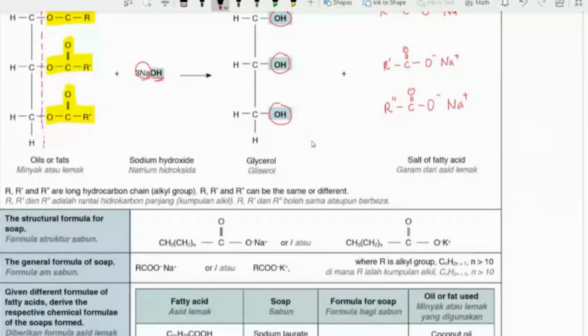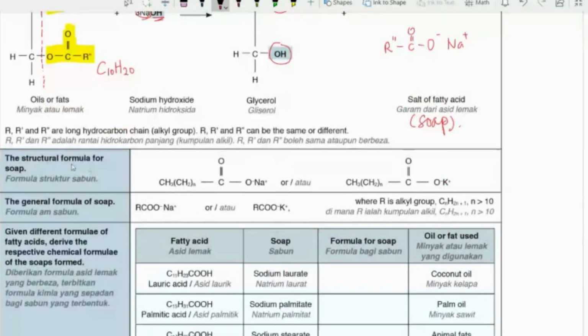Now, this R prime, R double prime are long chains of the hydrocarbon chain, the alkyl group. That can be the same or can be different, depending on what the original one is. So meaning that maybe C10H20, for example. The R here can be the same or can be different. So this is actually a soap. So here is the structural formula of the soap.